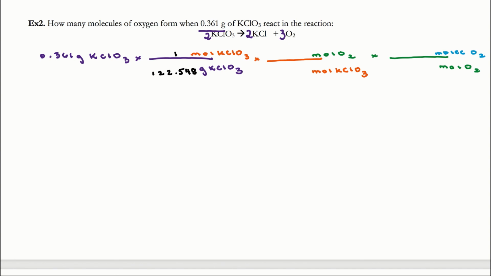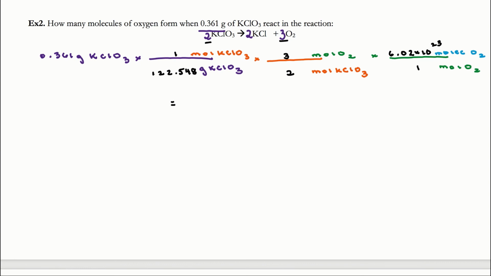Here, for my mole-to-mole ratio, I need to use my coefficients. So my coefficient for oxygen is a 3. My coefficient for potassium chlorate is a 2. And then for my molecule and mole conversion, I'm going to use Avogadro's number, 6.02 times 10 to the 23rd. And my unit and my value for moles will be 1.